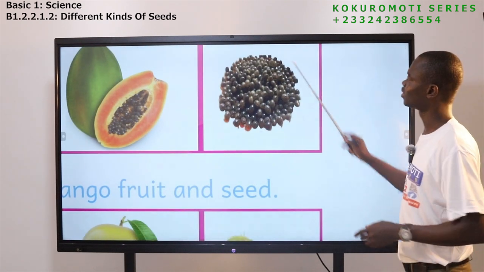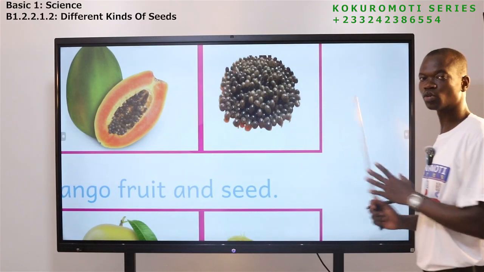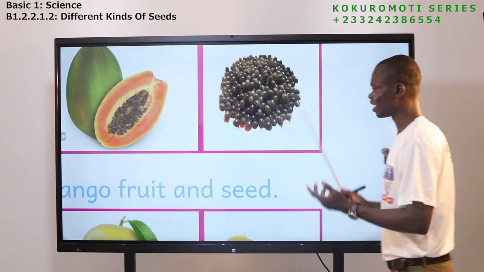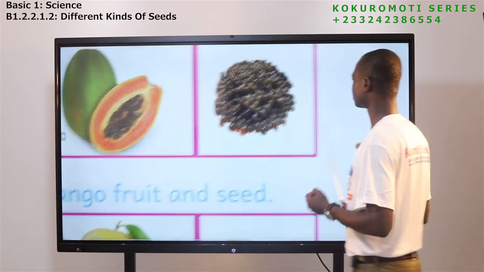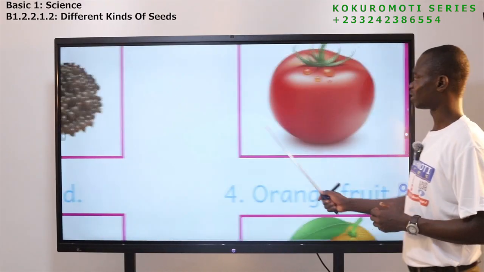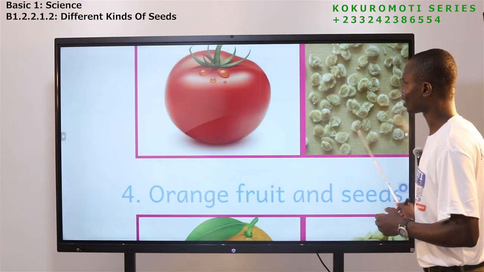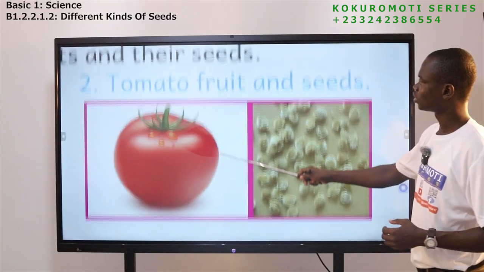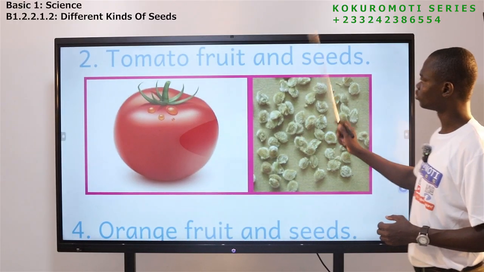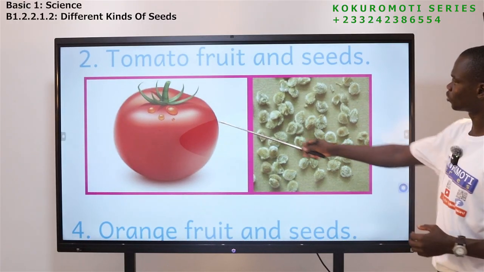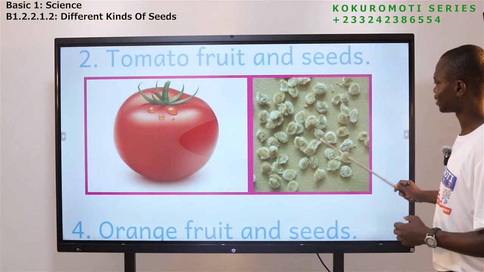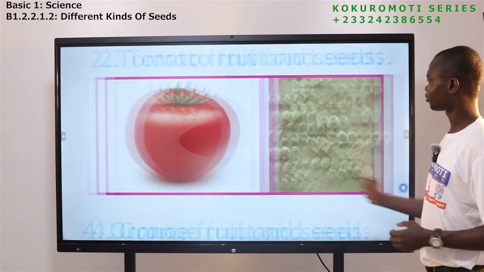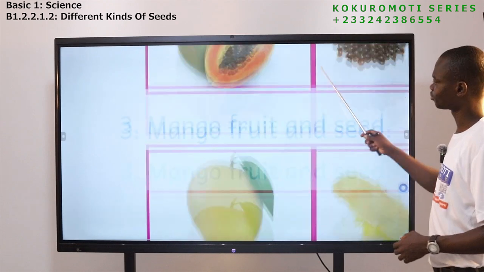So here, how many do you see? Is it only one seed? No. There are more than that. So the purple fruit contains seeds. We have another one here. This is tomato. Tomato fruits and seeds. So tomato fruit is here. The seeds are also here. Okay. Let's go to the next one.